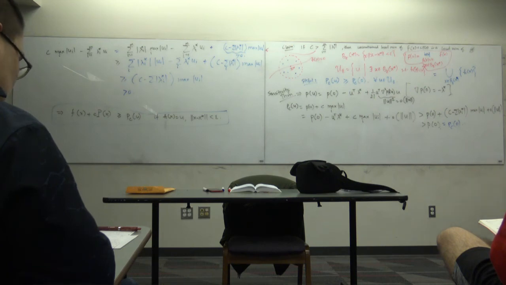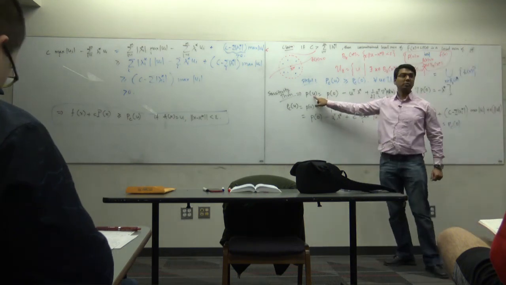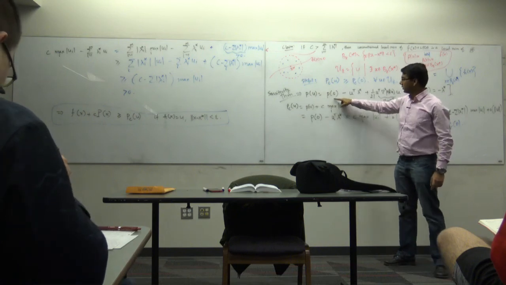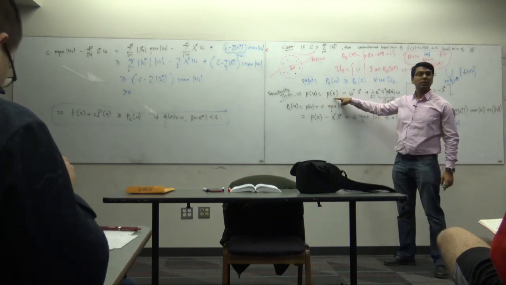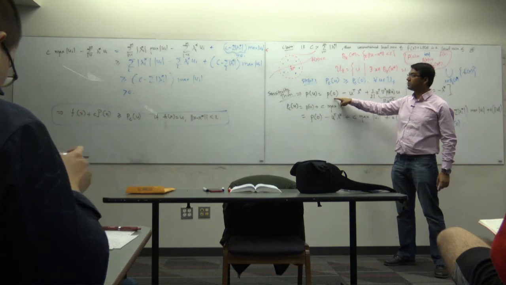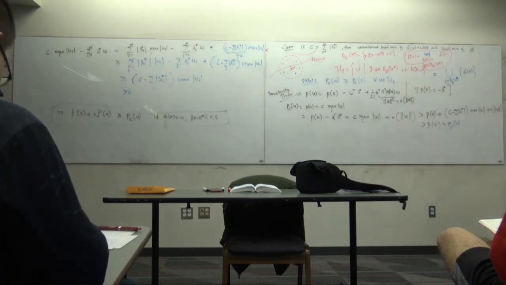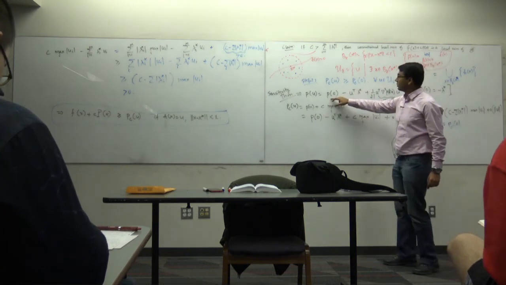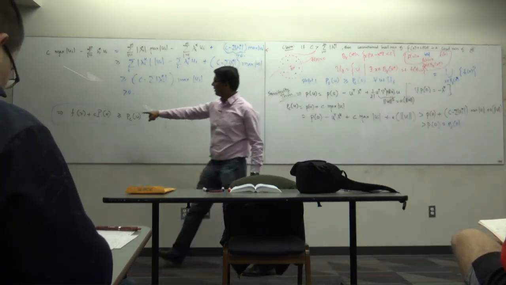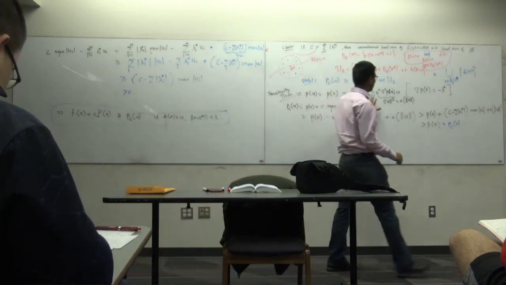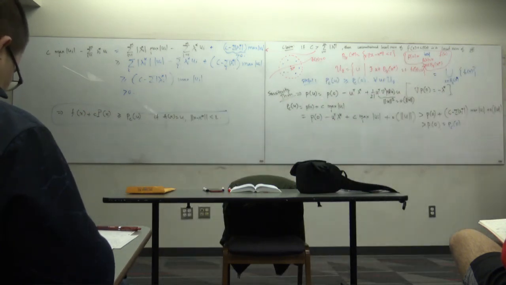Yes? For part 2, all those p of 0s are small u's. Yes, all these u's are small u's. P of 0 is, so what's your question? Is it small p? Oh, it's small p. This is all small p because I don't have this thing in the bottom. Okay, so these are all small p's. Everything is small here.